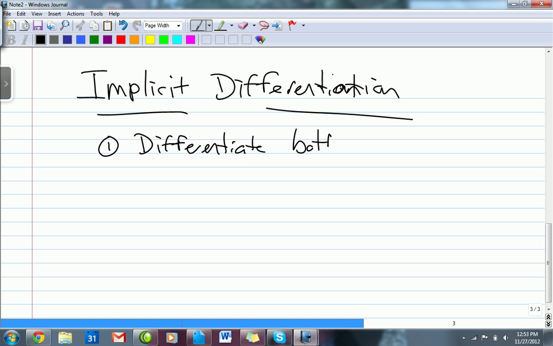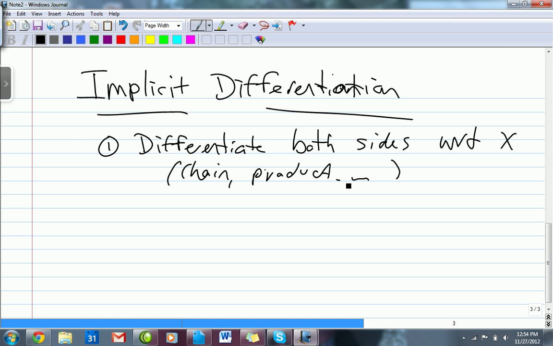Both sides, right? The left and the right side of the equation with respect to x. And of course, we have all these rules: the chain rule, the product rule, the quotient rule. Don't forget those rules. There's an extra little rule that's going to pop up here, which I'll leave for a second. Then after we've differentiated both sides, we want to isolate, or solve algebraically, for dy/dx. That step is kind of algebraic.